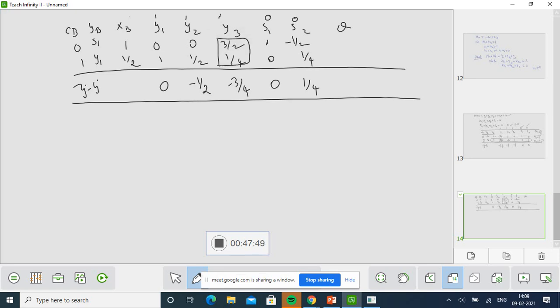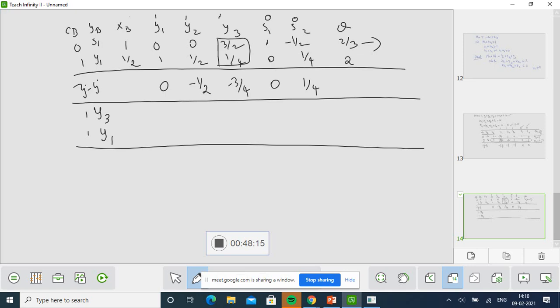Now xb by yi: 1 by 3 by 2 is 2 by 3. Then half by 1 by 4 is 4 by 2, value is 2. So the first row leaves. When the first row leaves, y3 enters. So you have y3, y1. The values here are 1, 1.